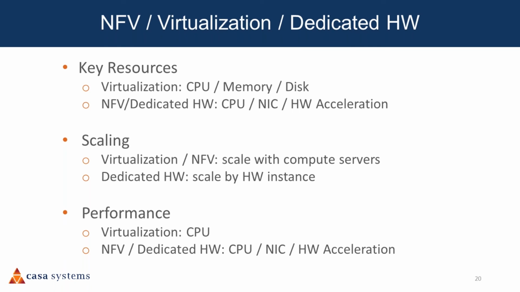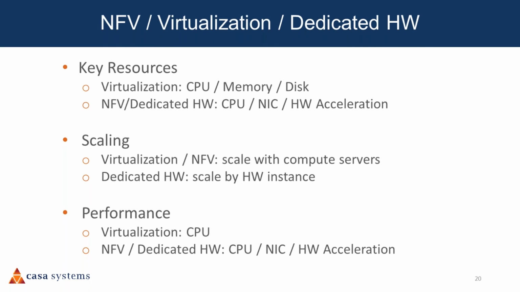If you start to look at scaling, well, virtualization and NFV really scale with the number of compute servers, just like dedicated hardware would scale with that hardware instance of whatever you're buying. So those kind of look about the same. It just becomes whether it's dedicated hardware that you're scaling or your compute servers. Performance becomes a little bit different as well, because with generic virtualization, it's really about using the CPU and putting as many apps into the CPU as you need, or as many CPUs for the app if you want to scale the app up.